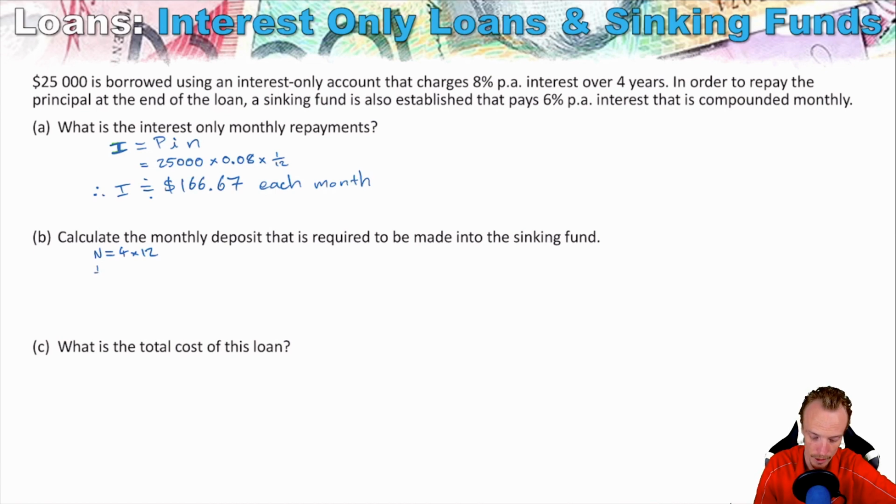The interest rate of our sinking fund is 6%. We don't need that as a decimal because we're using our graphics calculator here. The present value, well, it's starting at 0, you're assuming. Otherwise, you wouldn't be taking out $25,000, I'm assuming. The PMT, well, that's what we're after. The future value, now this is really important. This is something that we need to take from the bank, even though we're going to then give it back to the bank, but we're essentially taking it from the bank at this point, and it needs to be 25,000, so it needs to be positive here.